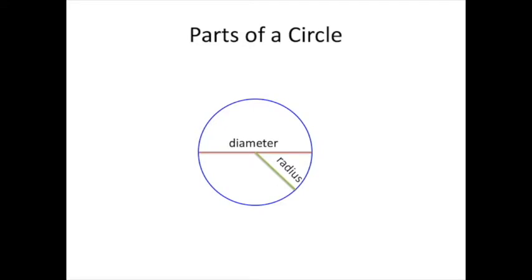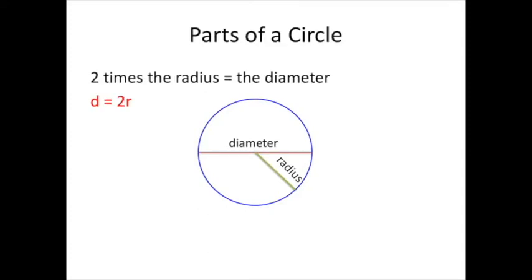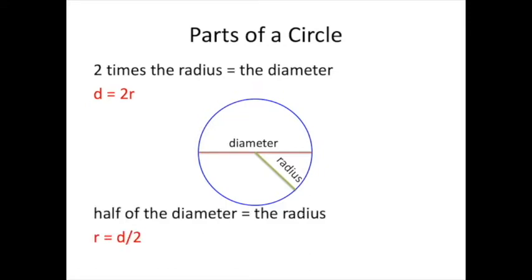The radius is half the diameter. It starts at the center and goes to any point on the outside of the circle. 2 times the radius is equal to the diameter. The diameter is equal to 2 times r. Or we could say half of the diameter equals the radius. Radius equals diameter divided by 2.